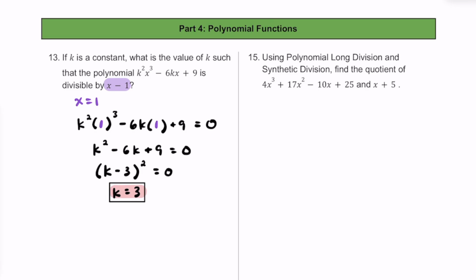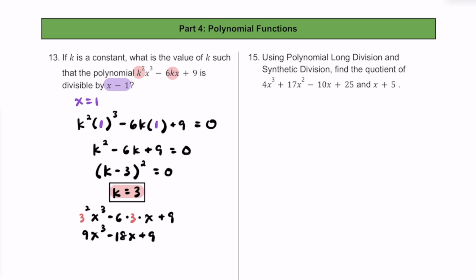Now I just want to show you how this is going to work in case it's still a little confusing. If we take this k equal to 3 and substitute it back in, that's going to be 3 raised to the second power multiplied by x cubed minus 6 multiplied by this 3, then multiplied by x plus 9. If we write this polynomial out, 3 squared is going to be 9, so this would be 9x cubed minus 18x plus 9, and that would be that polynomial.